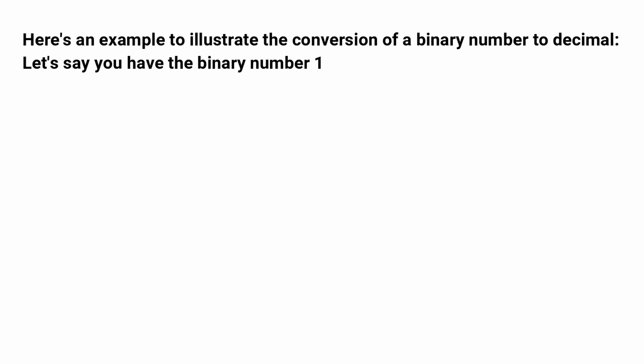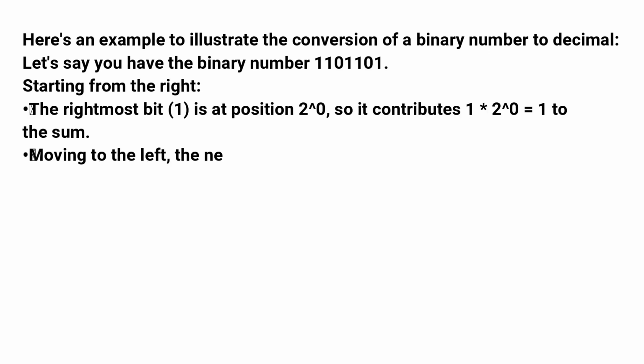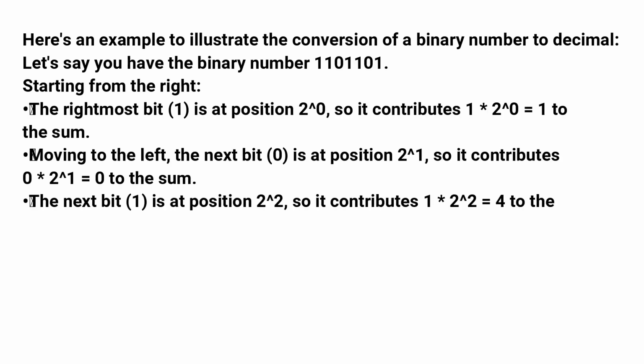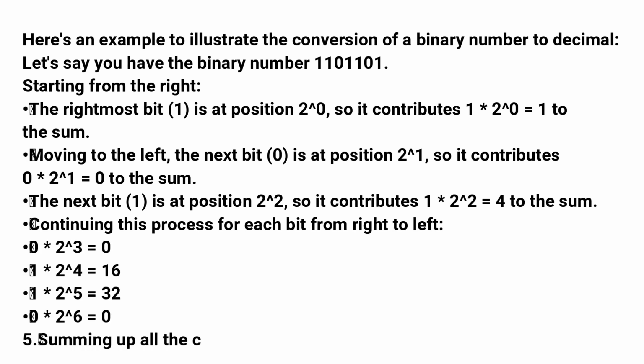Here's an example to illustrate the conversion of a binary number to decimal. Let's say you have the binary number 110101. Starting from the right, the rightmost bit, 1, is at position 2^0, so it contributes 1 * 2^0, which is equal to 1, to the sum.